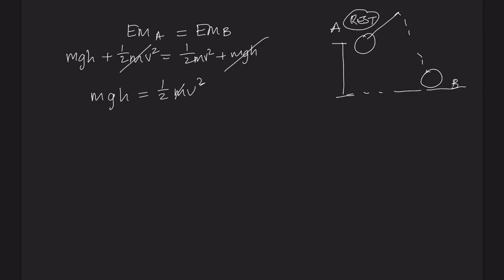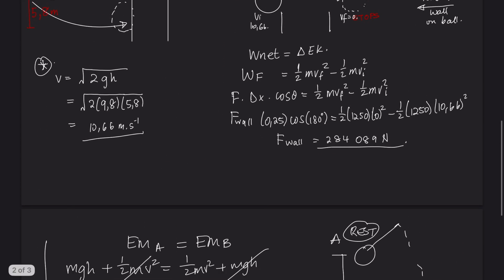Now we can cancel the masses, and we can take this half over and solve for v. You get v equals the square root of 2gh. And that's how you get the formula. Now, of course, if you did it like this, it's a longer way, but you would also definitely get the marks instead of using the shortcut. But you can use the shortcut just to verify.